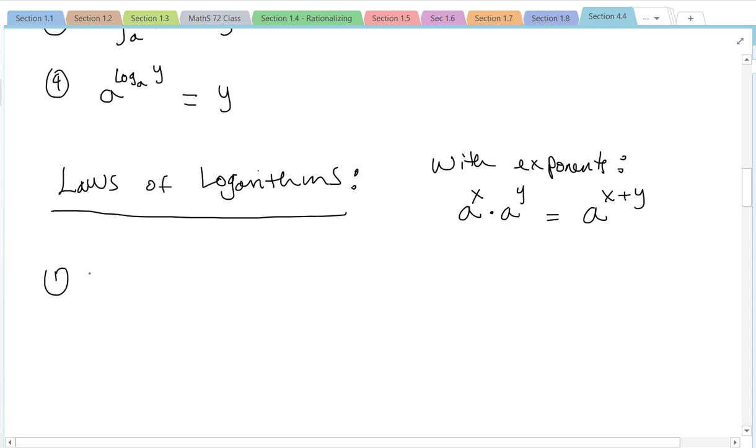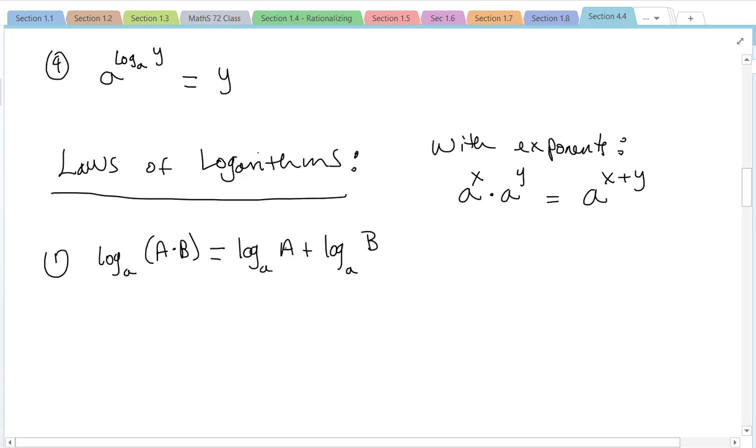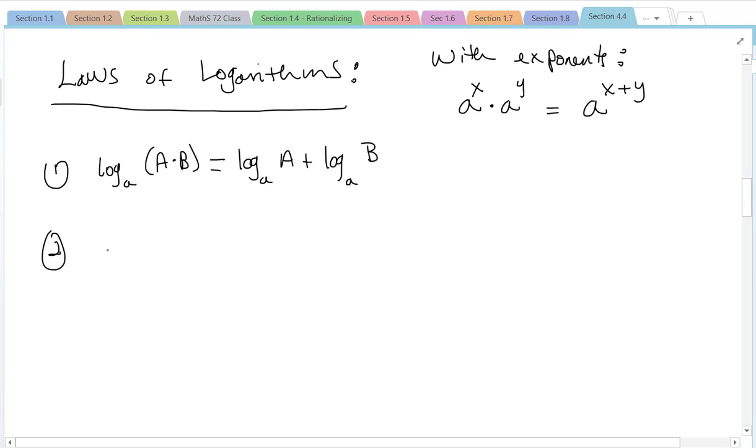So the first law is, if I have log base A of capital A times capital B, when I multiply two things with the same base, this is going to be the log base A of A plus the log base A of B. So when we multiply the same bases, we add the exponents. Second, when we divide the same bases, we subtract the exponents. So log base A of A over B is equal to the log base A of capital A minus the log base A of B.